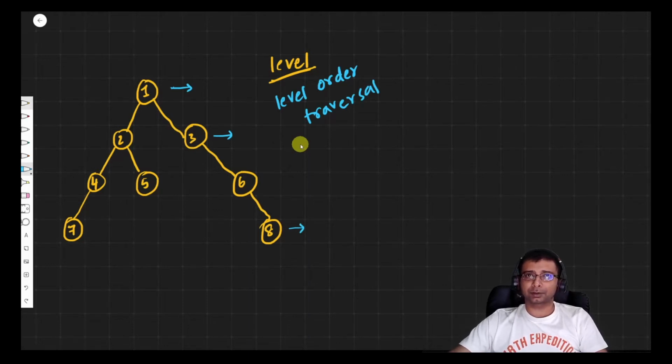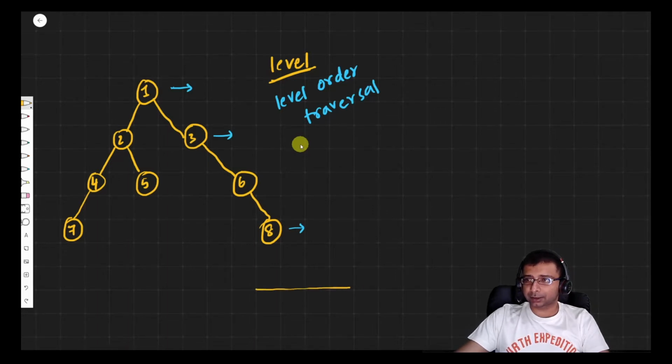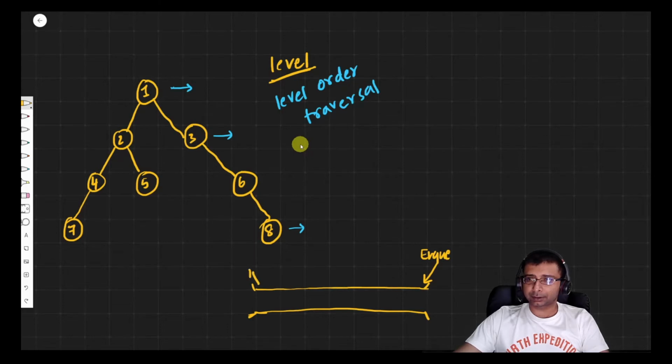So let's see how we are going to do it. This is a very easy problem. We are going to maintain a queue. A queue is a data structure wherein we have first in first out. So let's put a queue over here and see how we are going to use it to come up with the solution. We enqueue from one end and we dequeue from the other end. Whatever goes in first comes out first. So it's a FIFO data structure.